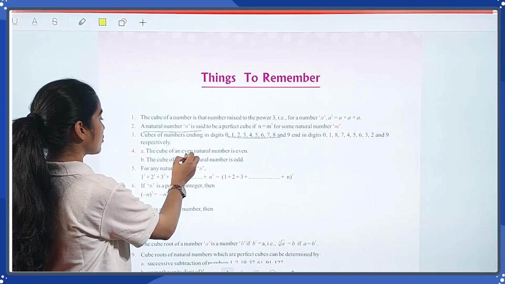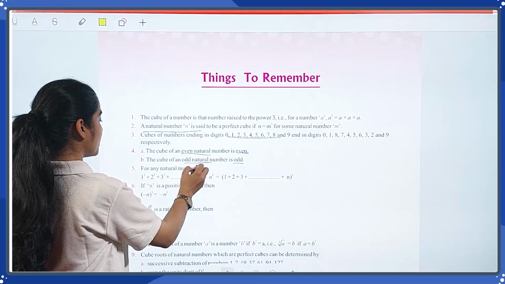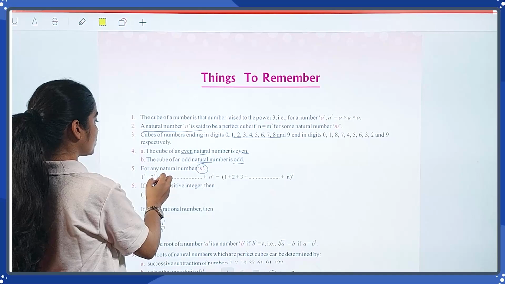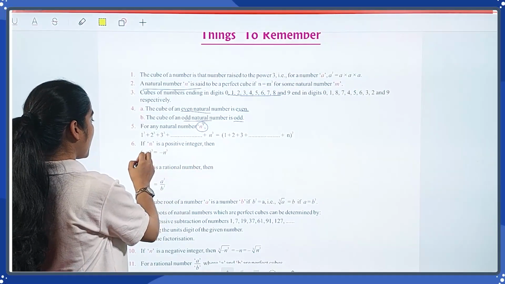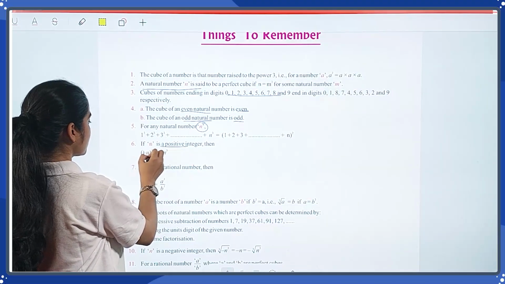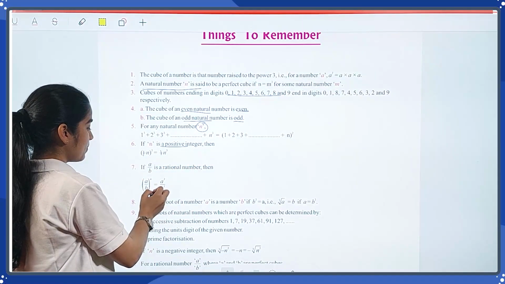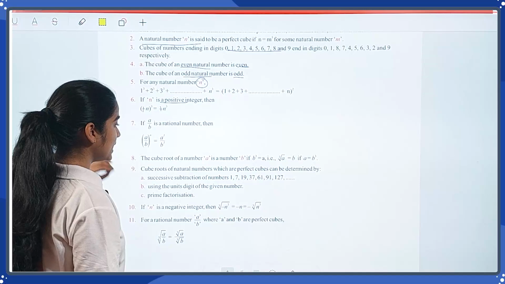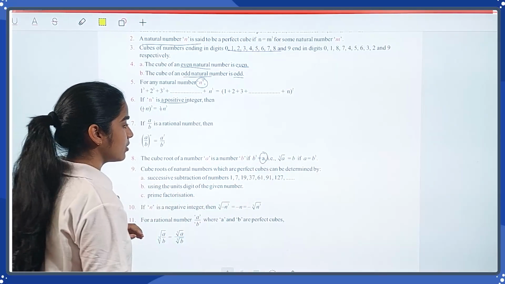The cube of an even natural number is even. The cube of an odd natural number is odd. For any natural number n, we have 1 cube, 2 cube, 3 cube and so on. If n is a positive integer, then minus n cube is minus of n cube. If a by b is a rational number, then a cube by b cube. The cube root of a number a is a number b if b cube is a. So this is the sign of cube root.